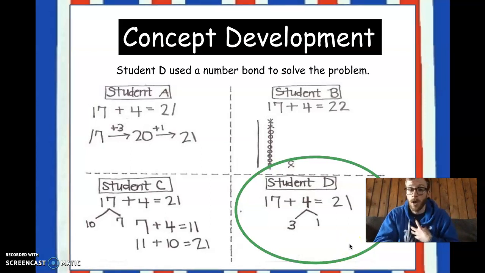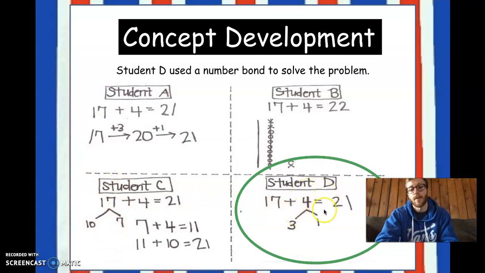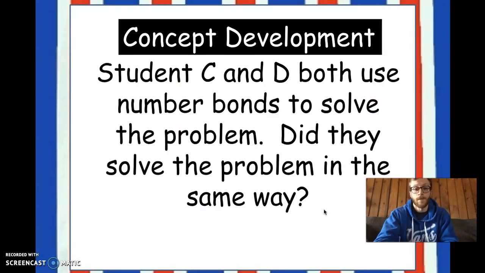If you spotted more, please put that in your assessment problem. Say, hey, Mr. Cognetti, I spotted more problems than you did. That would be awesome, and I'd love to see that. But otherwise, the main difference is that student C decided to break apart the number 17, and student D decided to break apart the number 4.